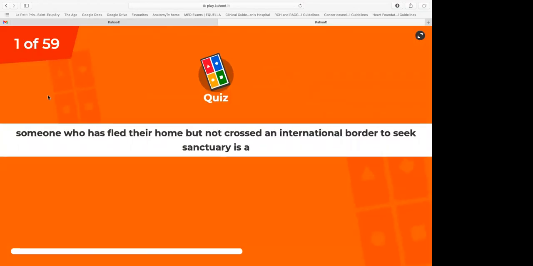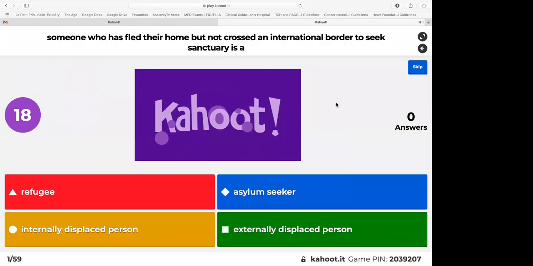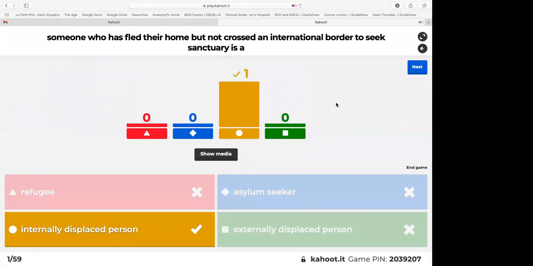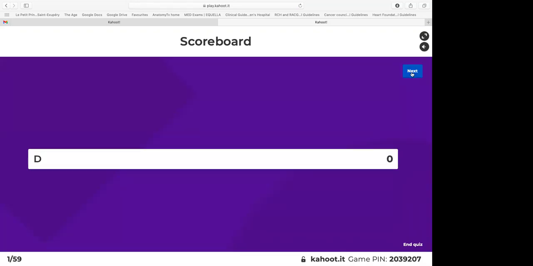So someone who has fled their home but not crossed an international border to seek sanctuary would be classified as which of the following? Yeah, it's an internally displaced person. Because in order to be a refugee or an asylum seeker, you need to cross the border of your country. And the difference between those two is that an asylum seeker is someone who hasn't yet been officially granted refugee status by some organization. And the green option is just a made up term.